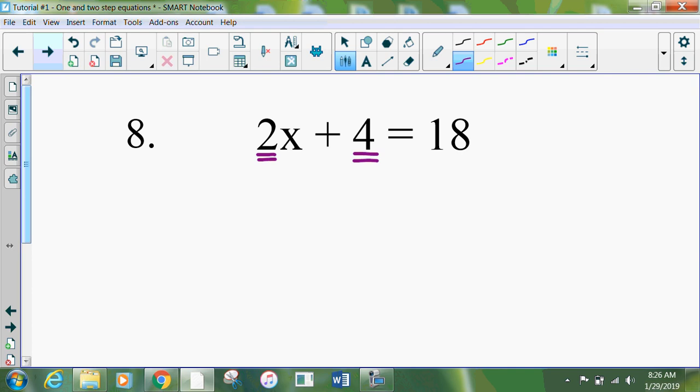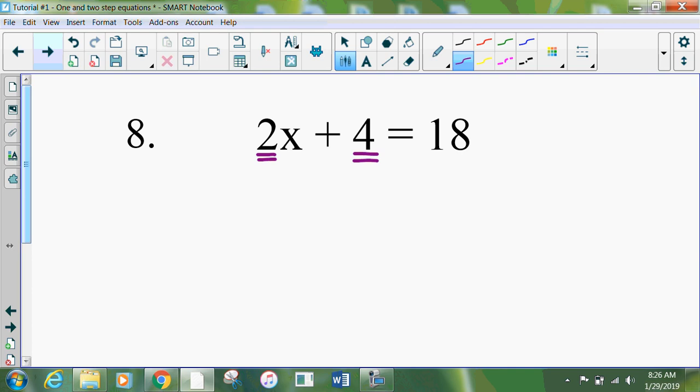What I want to talk about right now is order of operations. You know the order of operations, please excuse my dear Aunt Sally. Well, with equations, we're going to do it backwards. Instead of looking for the exponents and the parentheses, we're going to look for the easiest thing to get rid of, especially if we don't have exponents and parentheses.